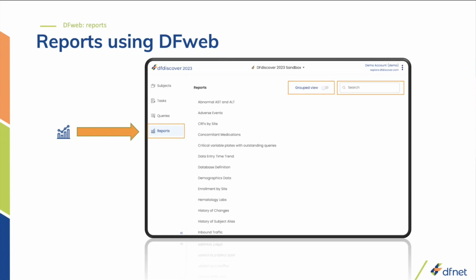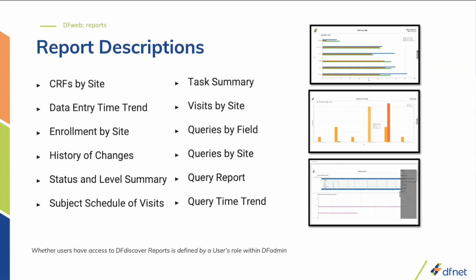There's also a search bar that you can type a keyword in, and any reports meeting that criteria will be shown. After locating the reports that you want, you just click on the report name or anywhere on that row. So here's just a few of the reports that are available. Users will only have access to reports if they're defined by the user role in DFadmin. So some users might not have any available depending on the role and how it's set up.